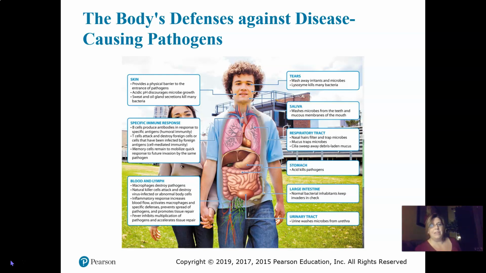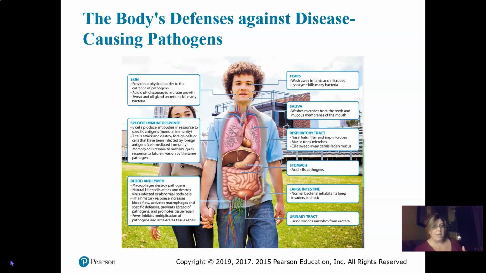Our skin provides a physical barrier to the entrance of pathogens. We have an acidic pH, which discourages microbe growth. And our sweat and oil gland secretions kill a lot of bacteria. Our own good bacteria fights off bad bacteria. Tears wash away irritants and microbes from the eyes.